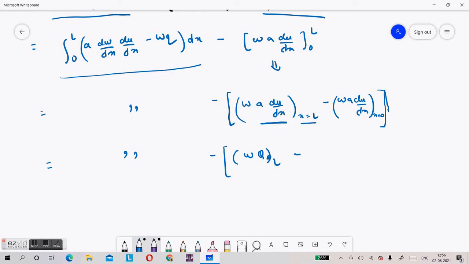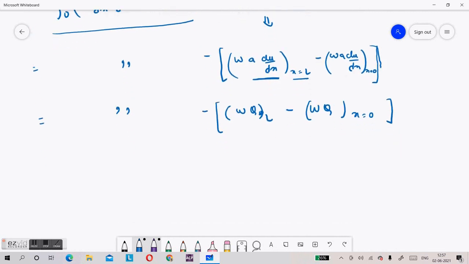Here this boundary condition is not in terms of any value, so we are just not assigning it. When we solve our problem, it will become clearer to you. And we will call it wq at x equals 0. Now we will define a new term. What is this? This is also a boundary condition.